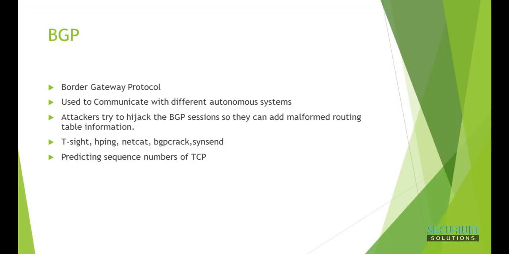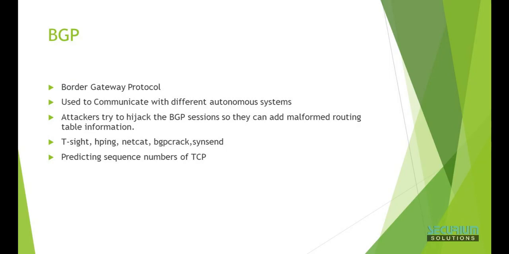And what is BGP? Border Gateway Protocol, which is used to communicate between two different autonomous systems, two autonomous networks, where an attacker tries to hijack these BGP sessions so that they can malform the routing table information. Once they are malformed, they are in the network and they can do whatever they want. So how will they do this? By predicting the sequence number of TCP.